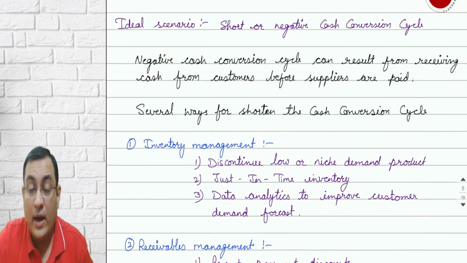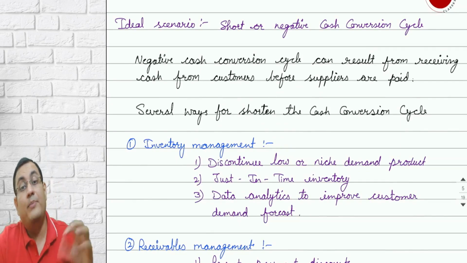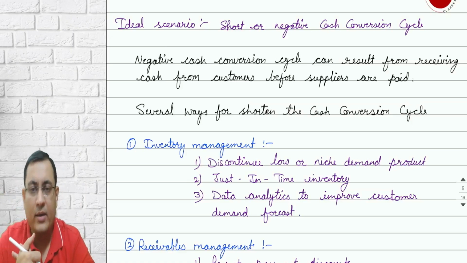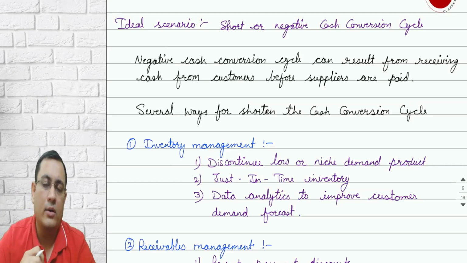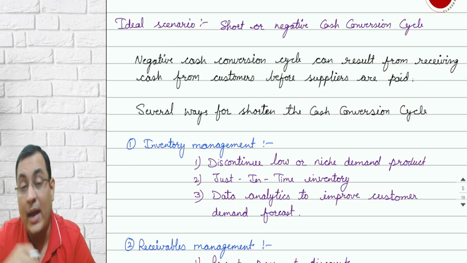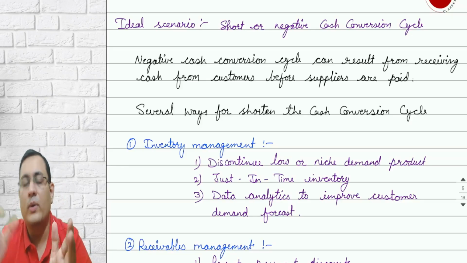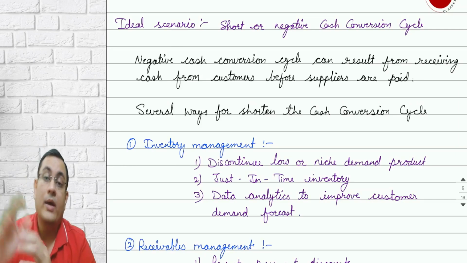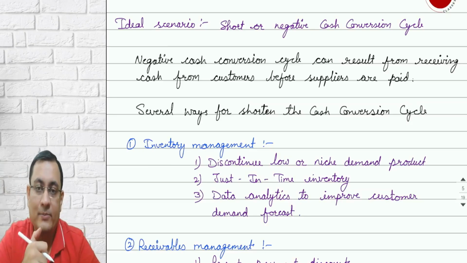What should be the ideal scenario? The ideal scenario for any business is to have a very short operating cycle, and the best one is to have a negative operating cycle. Very rare, because a negative operating cycle means you are getting more credit period from your suppliers than what you are allowing to your customers, and the period for which you are holding inventory. Say you are holding inventory of 2 months and giving 3 months credit to your customer, whereas your supplier is giving you a credit of 6 months. It means effectively nothing is invested in this cycle.